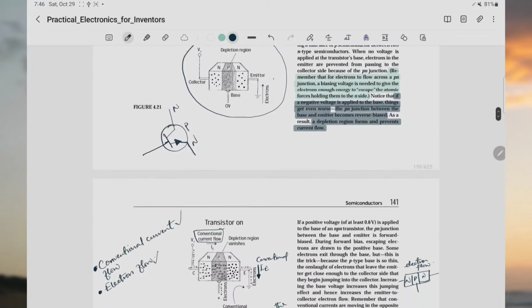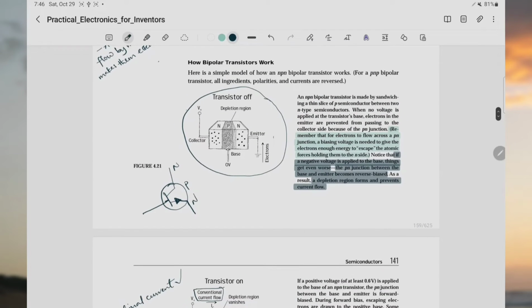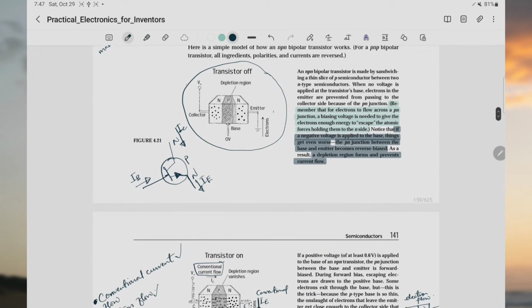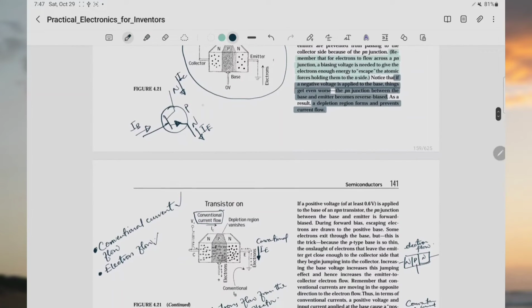As I was saying, when we're dealing with a symbol, we deal with conventional current flow. That's why we shall be saying that this is going to be IB, the current flowing through the base, then this is the emitter current, IE, then the collector current. These are all conventional current flows, but as I'm going to explain to you guys, you're going to see that the electron flow is going to be in the opposite direction.